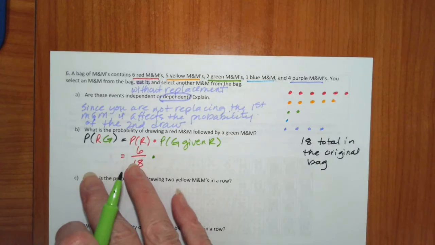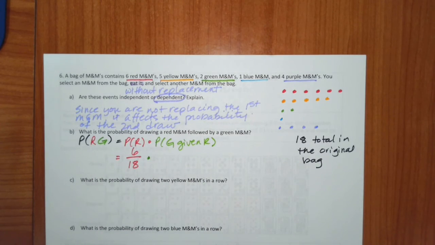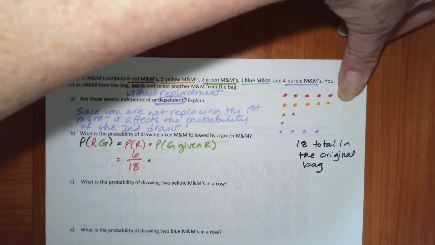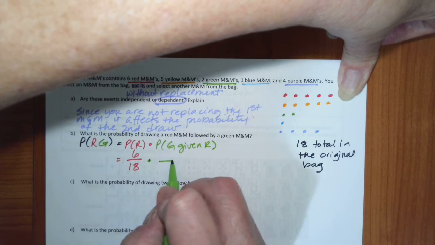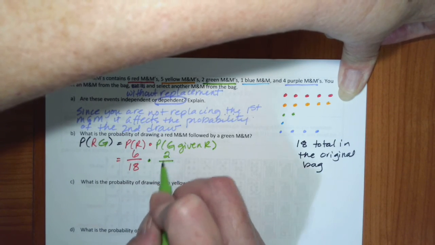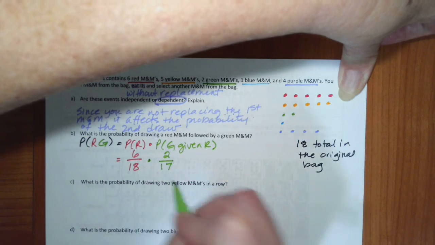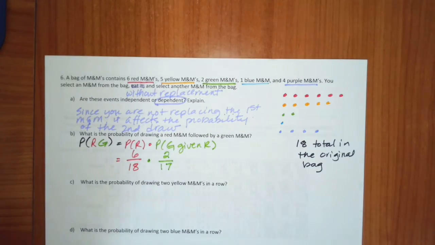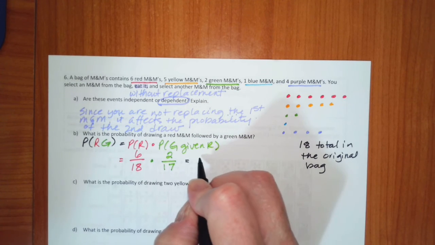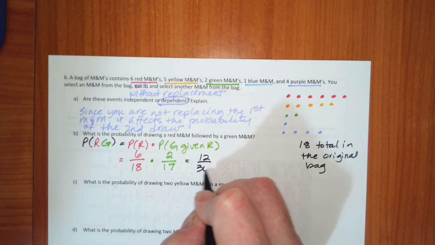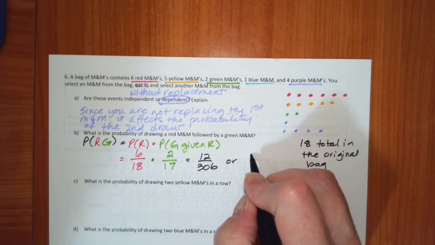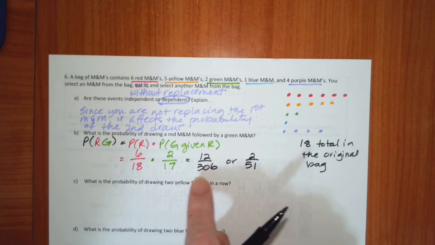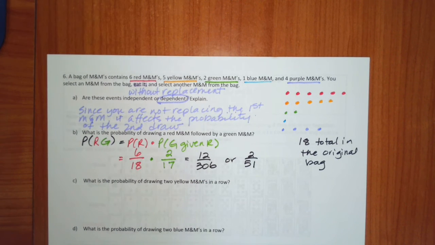Now, I'm not going to be able to cover these up unless I want to redraw it, and I don't want to do that. But I know that one of these is gone. So the probability of a green, there are 2 green out of the remaining 17 M&Ms. So when I multiply this out, this gives me 12 out of 306. Now, if your calculator automatically reduces, this is 2 out of 51. But this is perfectly satisfactory.